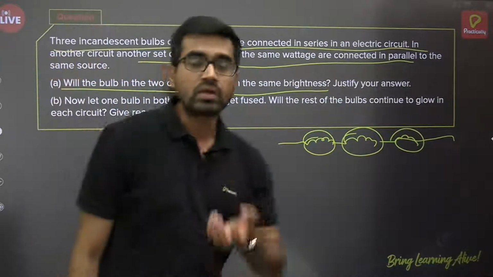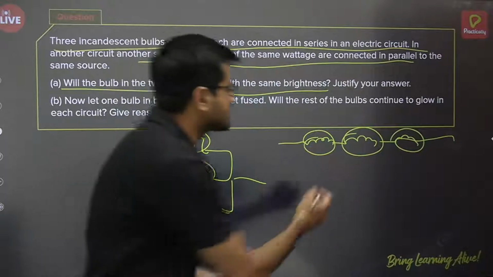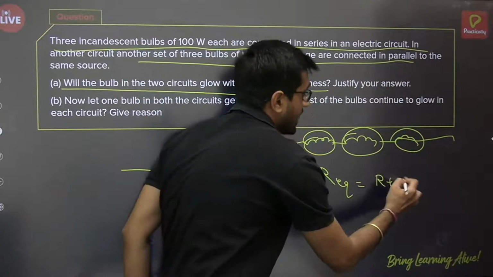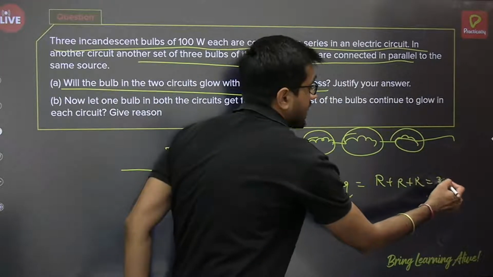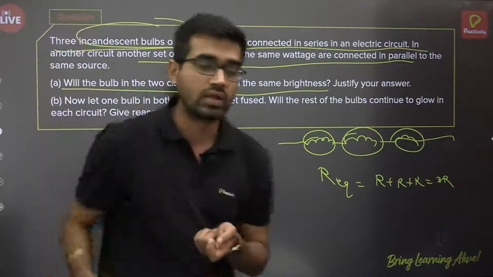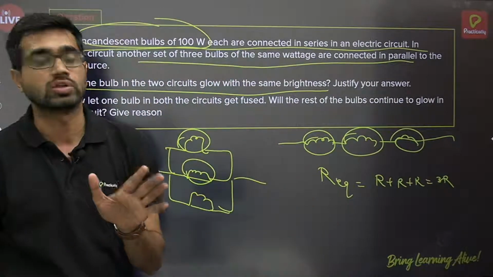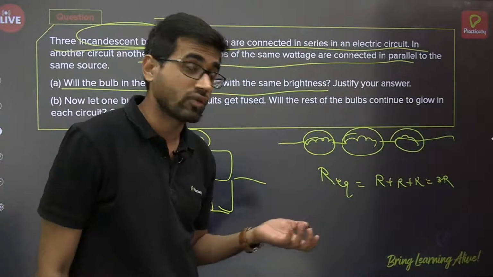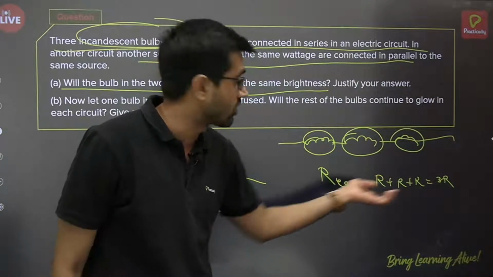No. Understand the reason. The net resistance here, R equivalent, is R plus R plus R, which is nothing but 3R, considering they are the same bulb of same watt. I am considering they have the same resistance also. So the net resistance, it will be 3R.